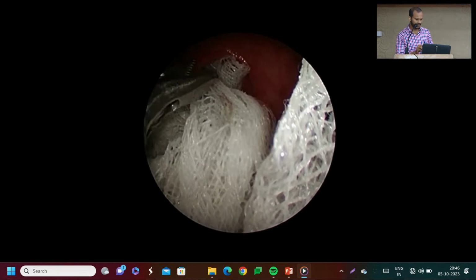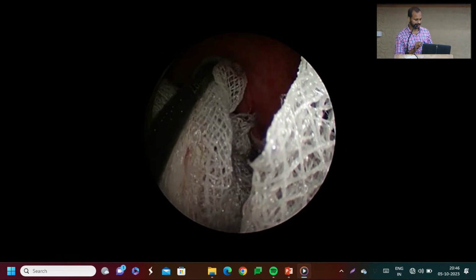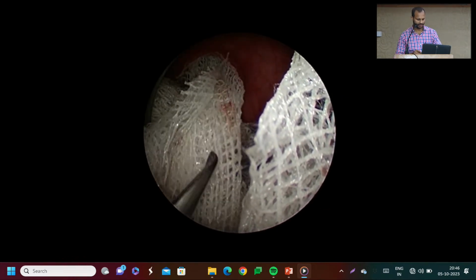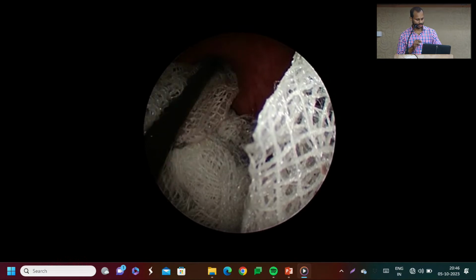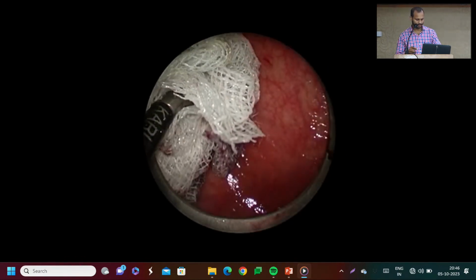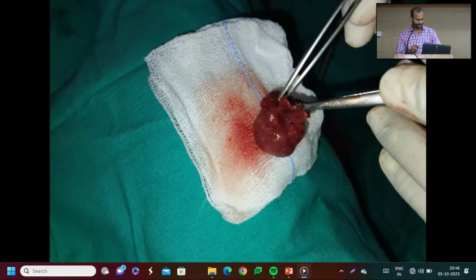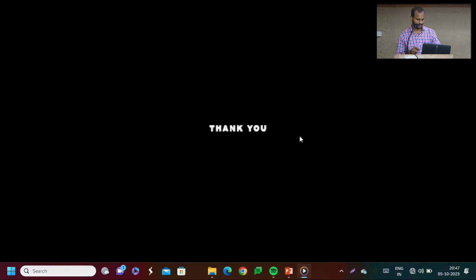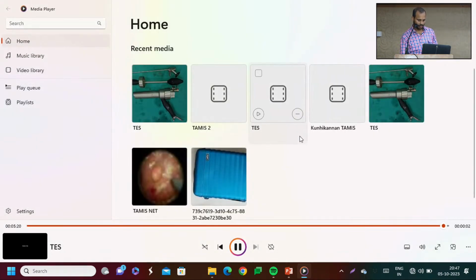After that, we pack the lumen with paraffin gauze, which is kept for 24 hours to give some pressure to avoid hematoma formation in the wall. The specimen is examined for margins and sent for histopathology. One more video I would like to show you.